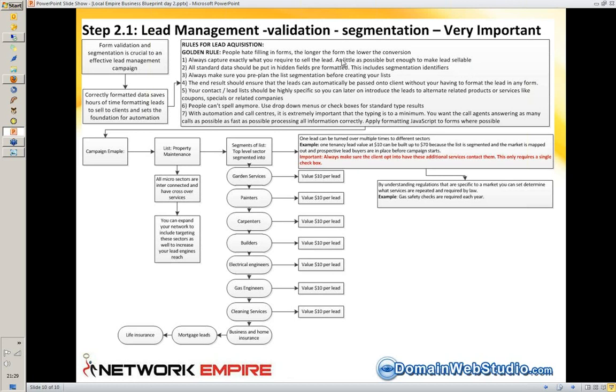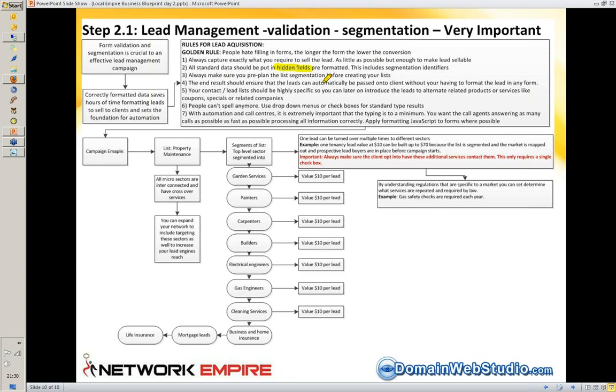You want to capture as little as possible, but just enough to make the lead sellable. Okay. All standard data should be put in hidden fields or pre-formatted. When I talk about standard data over here, essentially what I'm talking about is when we create a column inside the Aweber database, and we're actually adding the hidden field. The hidden field is a field you can't see on the page, but it's actually there. And you just type in the value.